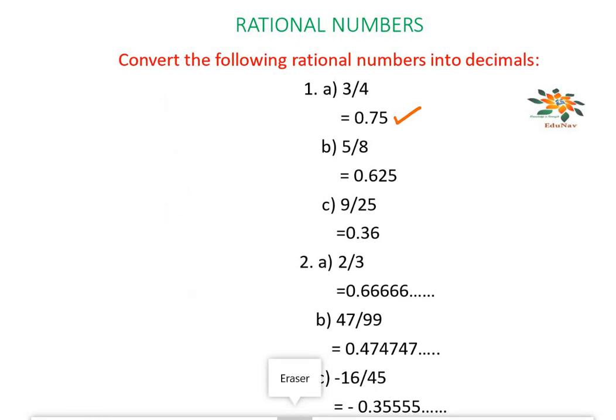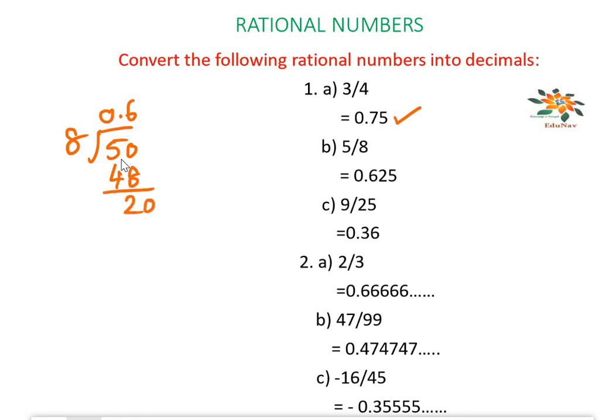Coming to the next question, 5 by 8. These are very simple problems. I am doing the working column just for your better understanding. 5 will not go in 8, so I will take 0 point. Again this will become 50. 6 eights are 48. Balance 2.